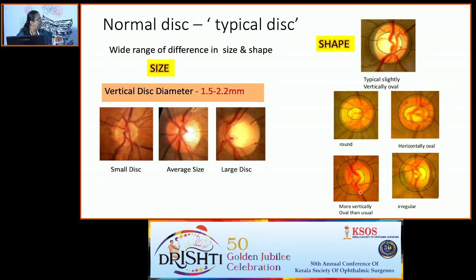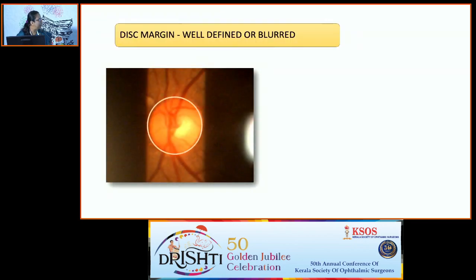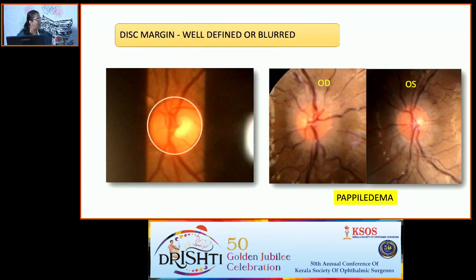Now, the size is a wide range one. You can have a small disc to a large disc, all of them normal, and the shape is usually vertically oval, but almost all the sizes shown here are normal. Now, look at the disc margin. You look whether it's well defined or blurred, as in papilledema.